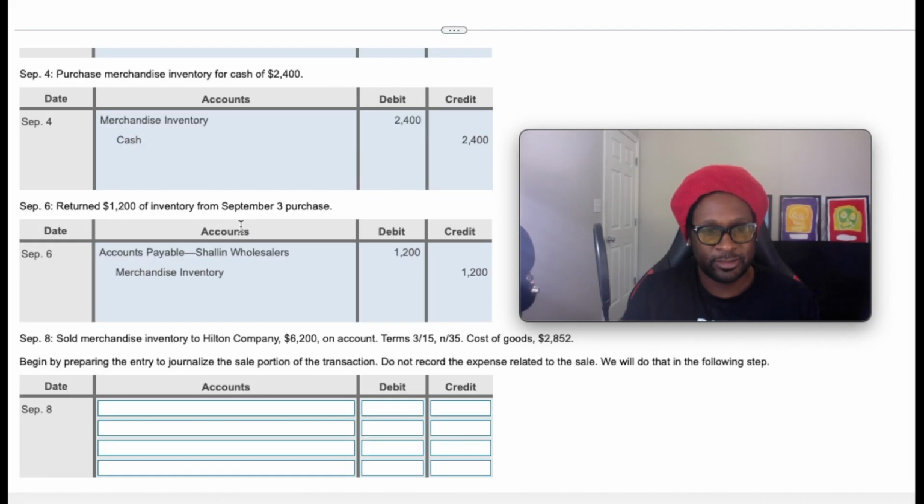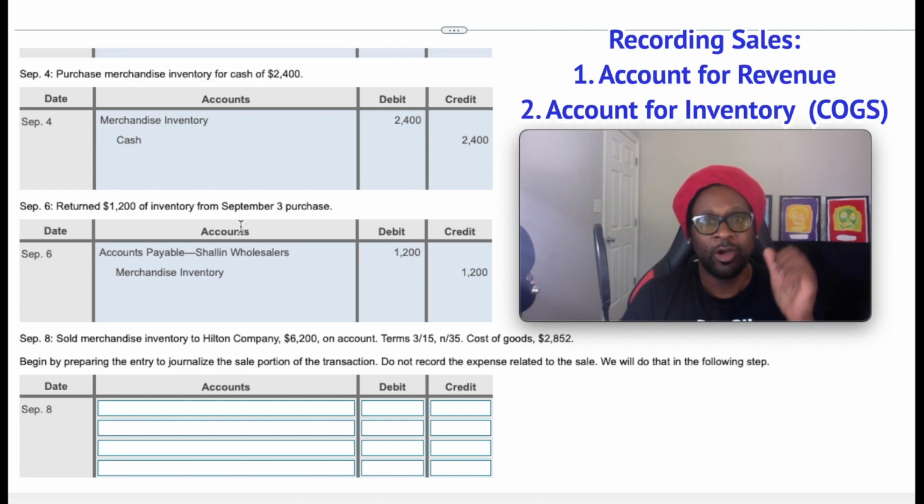Nice work, gang. September 8th, sold merchandise to Hilton Company, $6,200 on account. Terms $315, net $35. Cost of goods sold is $28.52. All right, gang, we are dealing with the selling side finally. We know whenever we sell inventory, we have two transactions that must be addressed. One to account for revenue and two to account for our cost of goods sold. Now, to account for revenue, we must identify the larger amount between the two, obviously because we never sell inventory at a price below its cost.